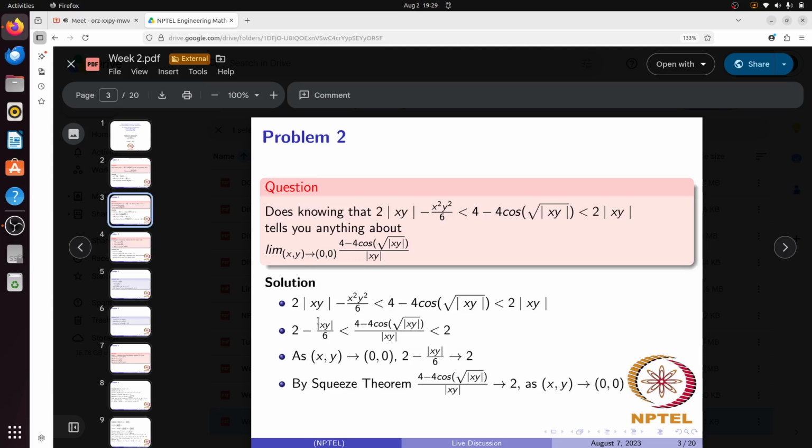So by implementing the squeeze theorem again, 4 minus 4 cos square root of mod xy by mod xy will converge to 2 as xy tends to 0 0. So this is how we have solved our problem 2.